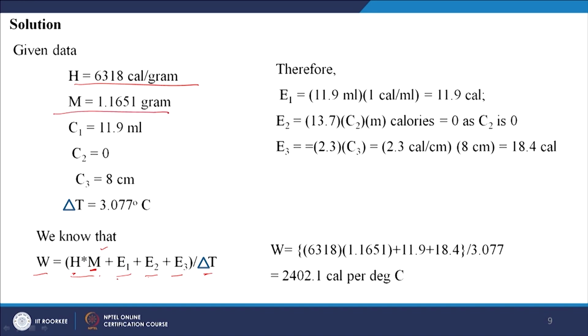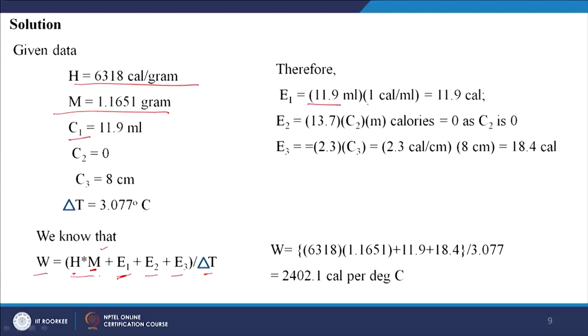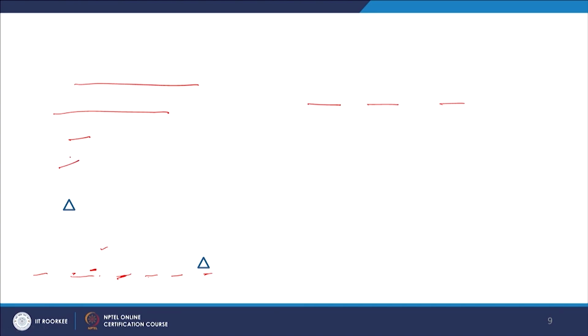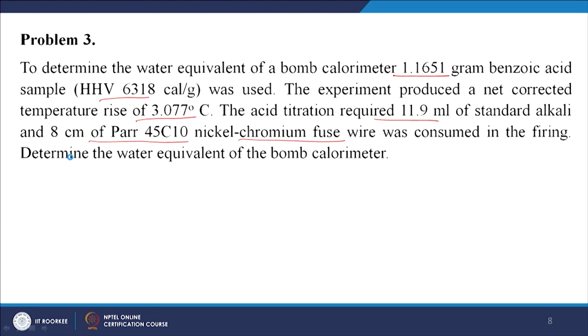Then what is E1? E1 can be calculated on the basis of C1. So, what is C1? It is the amount of alkali solution required in ml for acid titration. So, it is 11.9 ml. So, E1 is equal to 11.9 ml into 1 calorie per ml, so 11.9 calorie. Then what will be the E2? E2 will come from C2. There is no sulfur as per the statement. You see here in the statement there is no sulfur. It is benzoic acid that is used, so there is no sulfur.